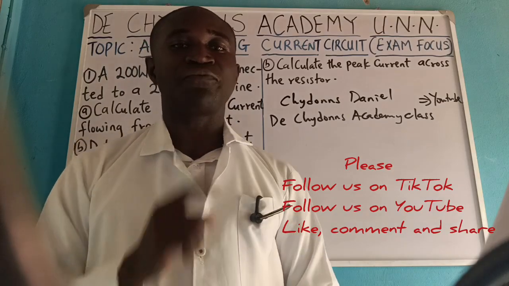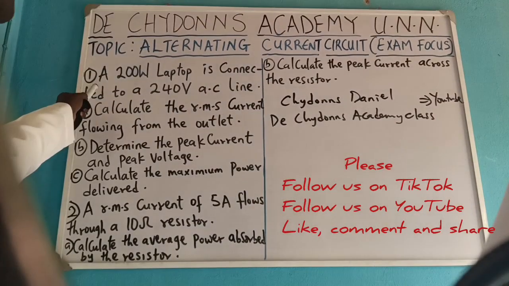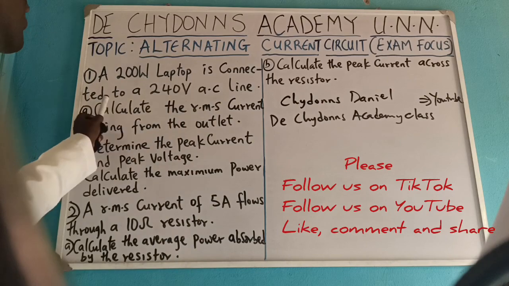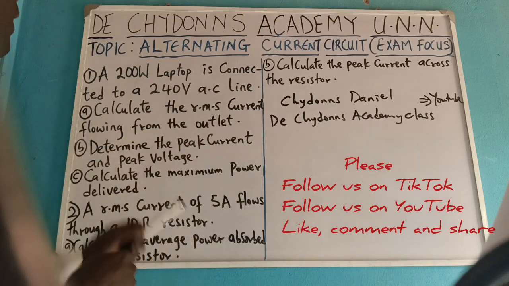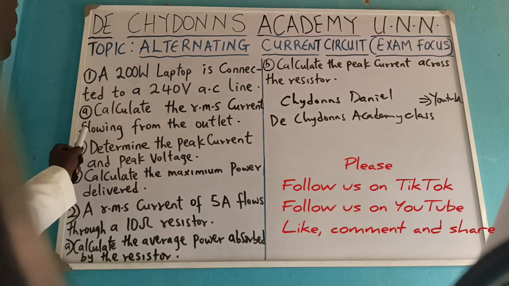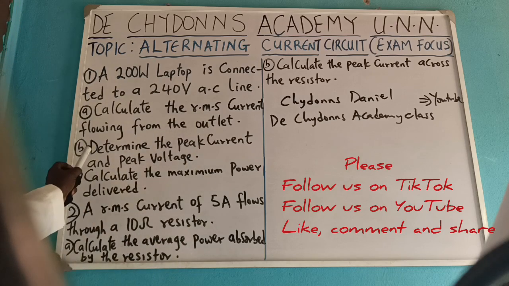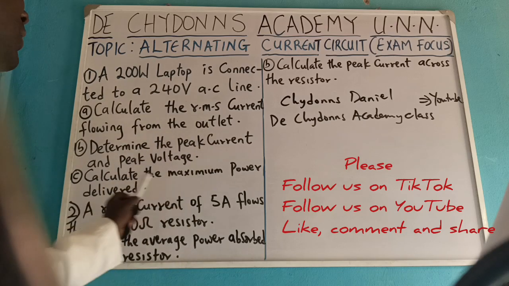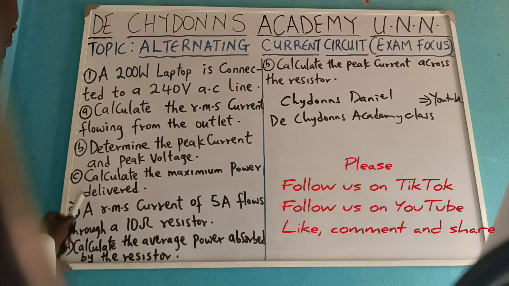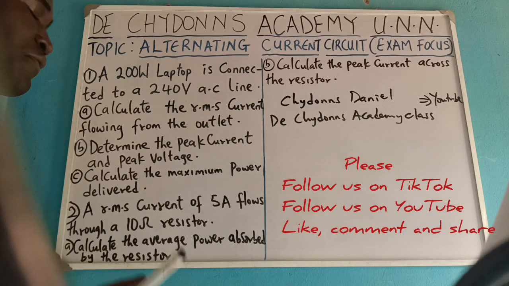Let's start from question number 1. A 200 watts laptop is connected to a 240 volt AC line. A. Calculate the root mean square current flowing from the outlet. B. Calculate the peak current and peak voltage. C. Calculate the maximum power delivered.